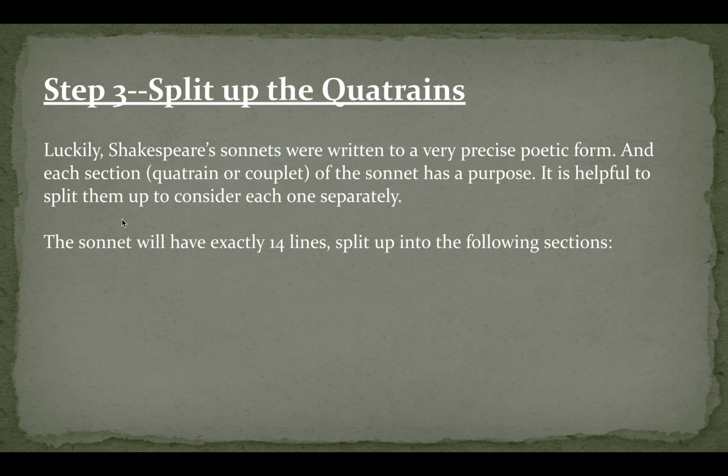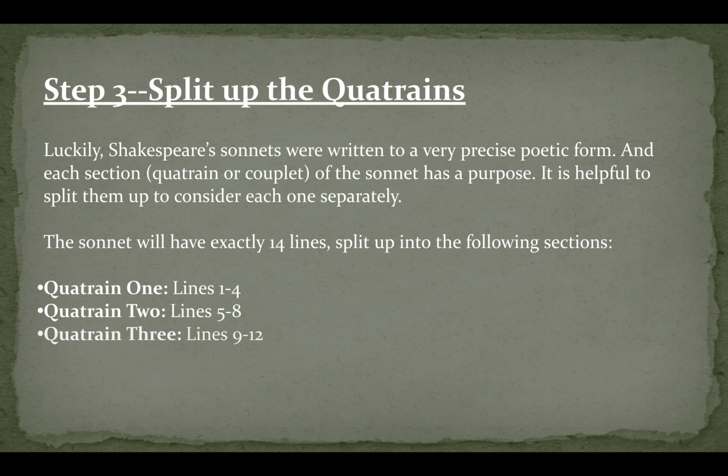You're also going to note that the sonnet will have 14 lines split up into sections. Quatrain 1 is lines 1 through 4. Quatrain 2, lines 5 through 8. Quatrain 3, lines 9 through 12. And of course, the final couplet, the final 2 lines, 13 and 14. So, splitting up the quatrains so you can see what's going on in each one, and where ideas start and stop, is very helpful.